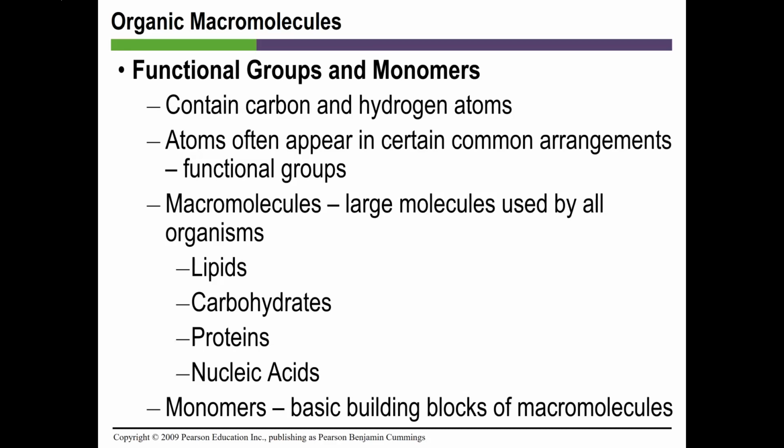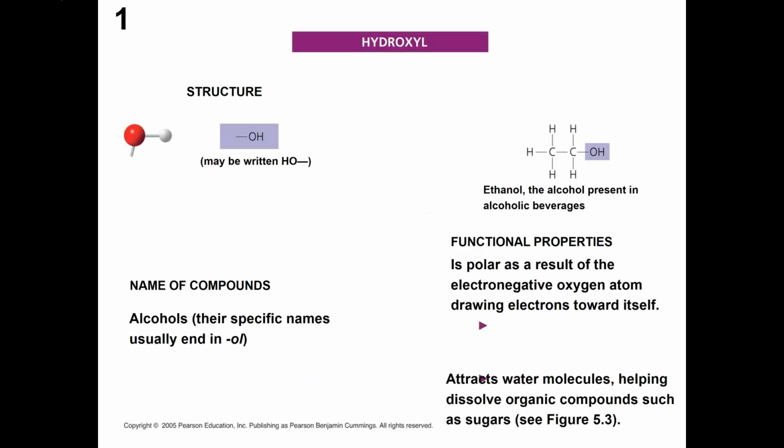We will be going through each one of those types of macromolecules, looking at the important components, the subunits they're made from, and the characteristics that are important to these macromolecules. But before we get there, we're going to look at what are called functional groups. These are clusters of atoms that are arranged in a particular way. These arrangements we find over and over again on different molecules. These are the functional groups.